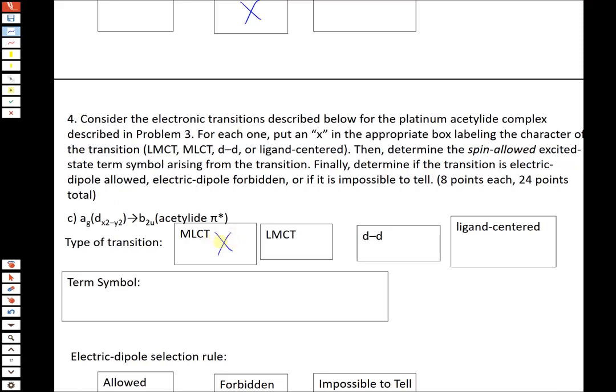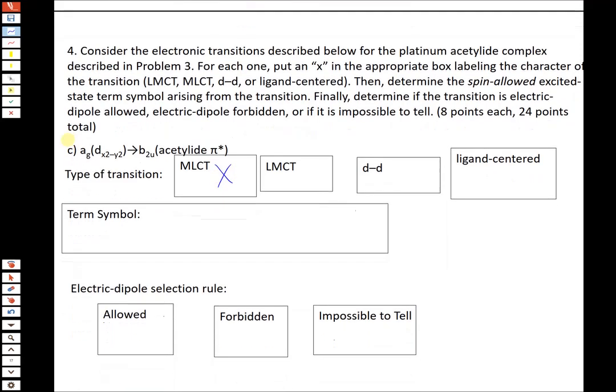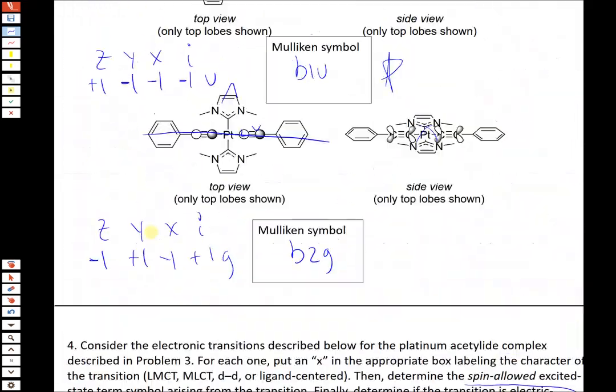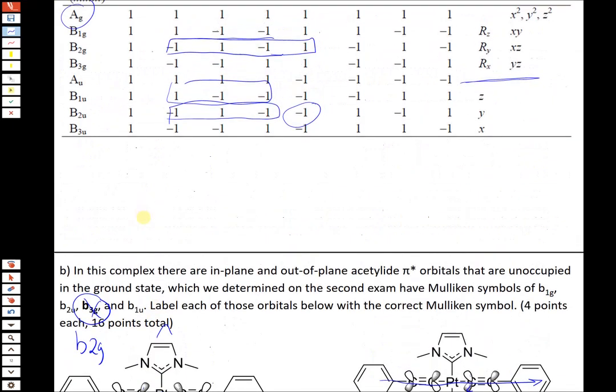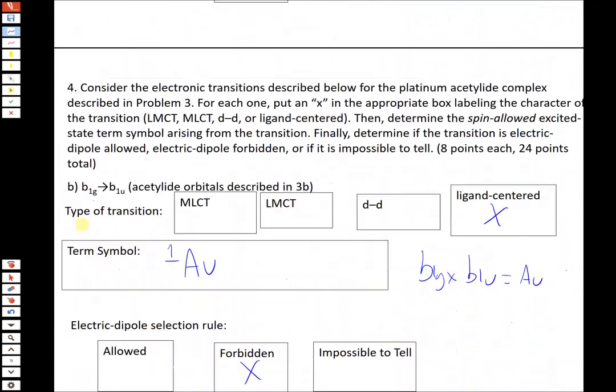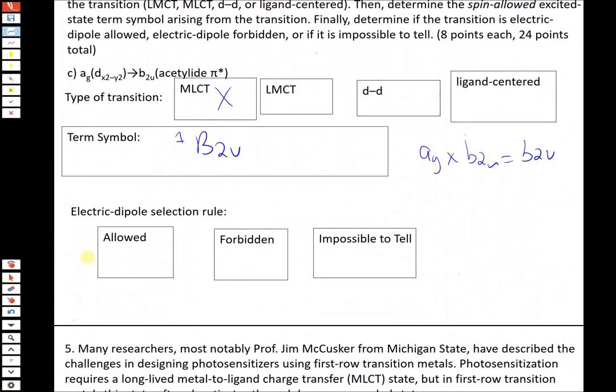But again, if we just blindly follow the approach then to get the term symbol, it's going to be AG times B2U, totally symmetric times B2U, so that just gives us B2U back. So it would be a singlet B2U term symbol, and this time we find from the character table that B2U transforms as Y. So this would be an electric dipole allowed Y polarized transition. And so this would be left dipole allowed.